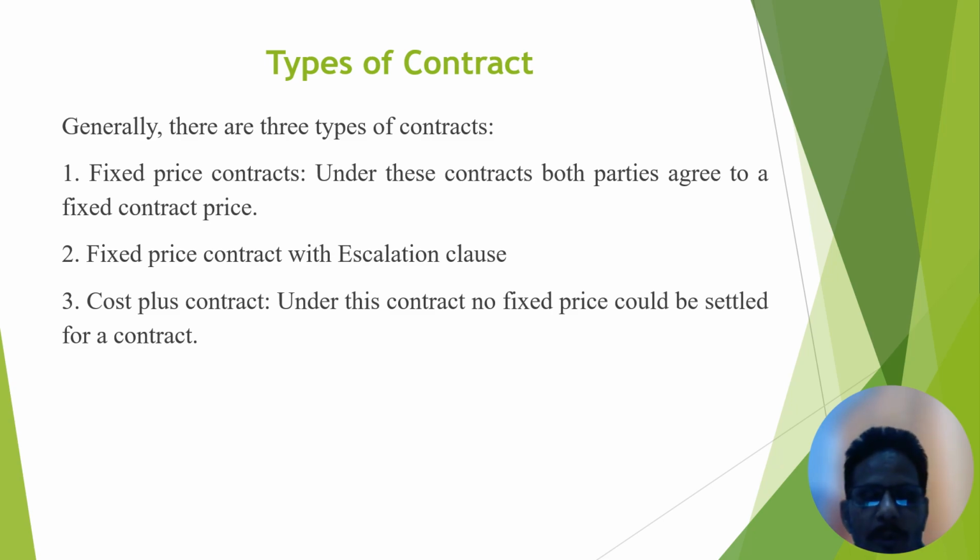Now then, cost plus contract. Under cost plus contract, there is no fixed price for the contract. Here we consider the contract cost plus we mention a profit margin. Before starting the contract, we mention the contract cost, and on this contract cost we add some percentage margin for profit, and from this process we can calculate the contract price. Now these are the types.